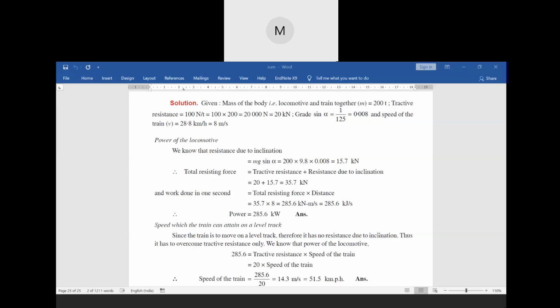Now look, here we have skipped this 1000 part. If we skip it, we write it as simply 200, with 10 to the power 3 left aside. If you have to write in newtons, then you write 200 into 10 to the power 3 into 9.8 into 0.0008. Got it?